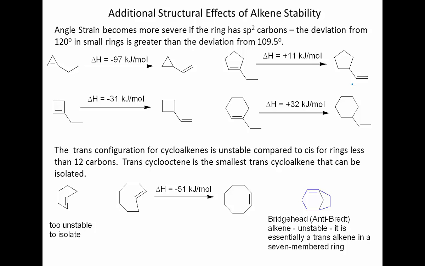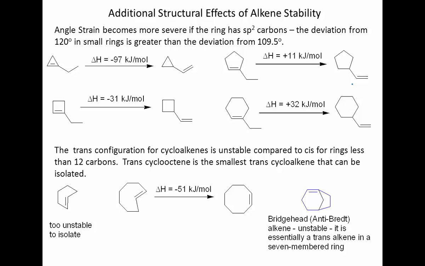And these small bond angles that we see in cyclobutane and cyclopropane are a lot further away from 120 degrees than they are from 109.5. So the degree of angle strain becomes more severe when you put a double bond into a small ring, or when you make one of the carbons in a small ring an sp2 carbon. We can see that in the delta H's for these transformations right here.